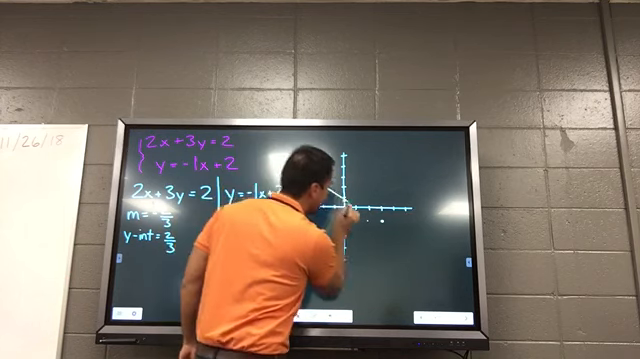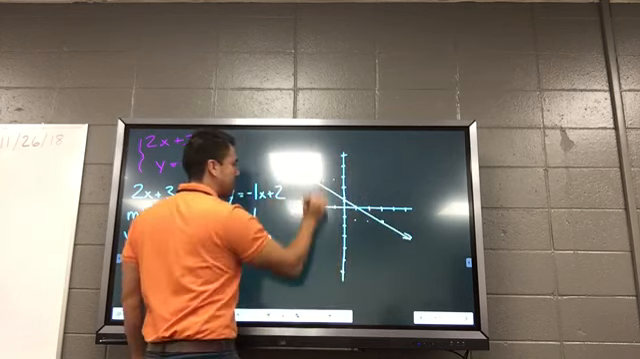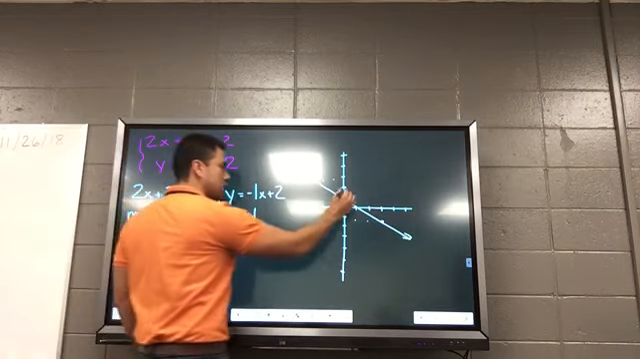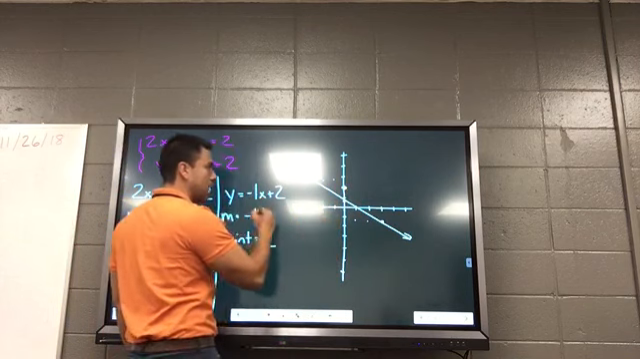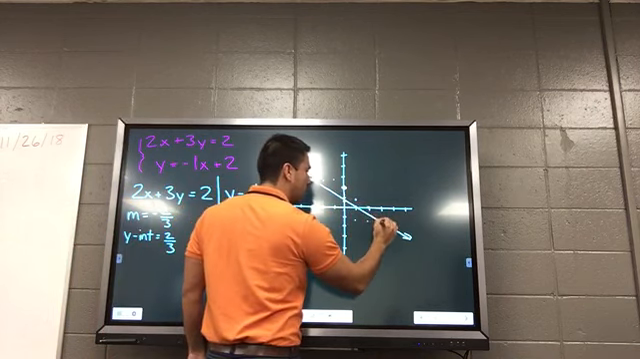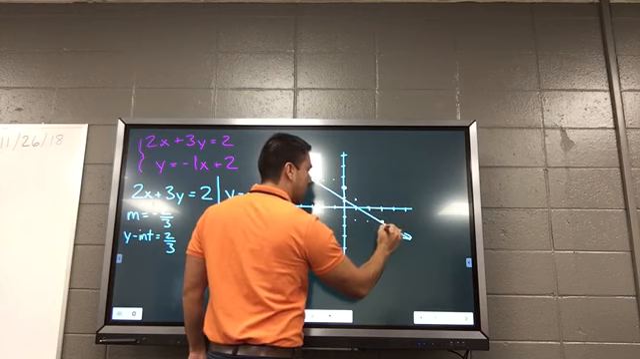I'm going to connect these, something like that. Okay, that's the first line. The second line starts at +2, and it goes down 1 over 1, down 1 over 1, down 1 over 1, down 1 over 1, down 1 over 1.